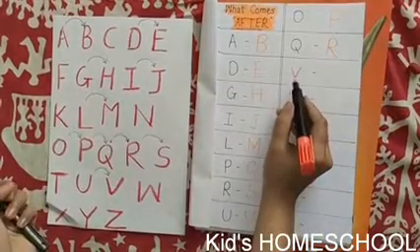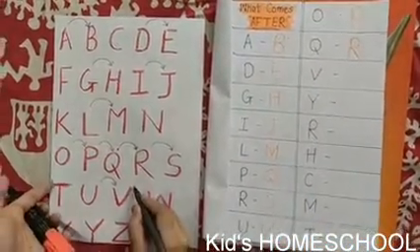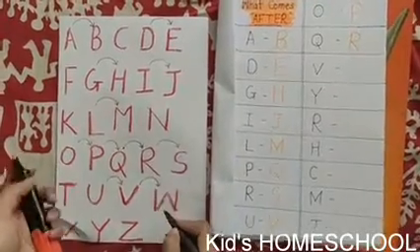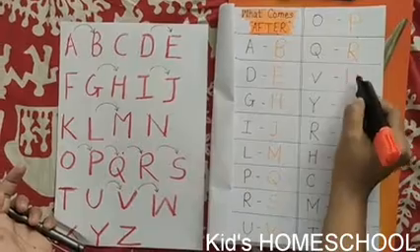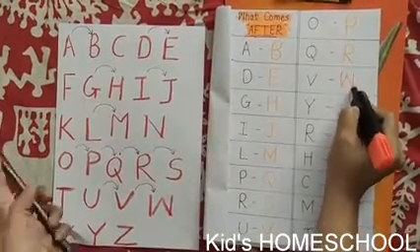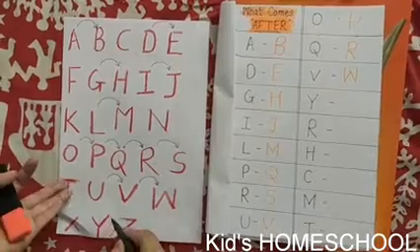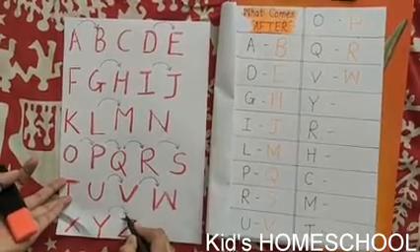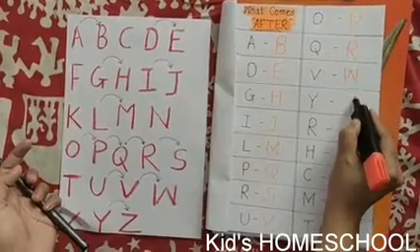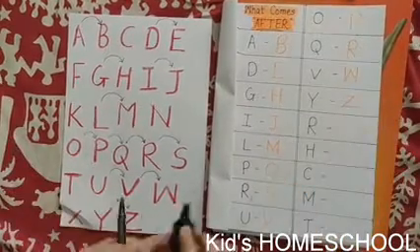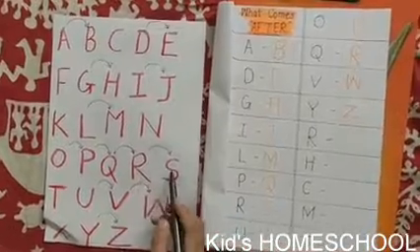Now this is V. Where is V? Here. What comes after V? W. We have to draw here W. Now this is Y. Where is Y? Here. What comes after Y? Z. We have to draw here Z. Now what is this? R. Where is R? Here. What comes after R?